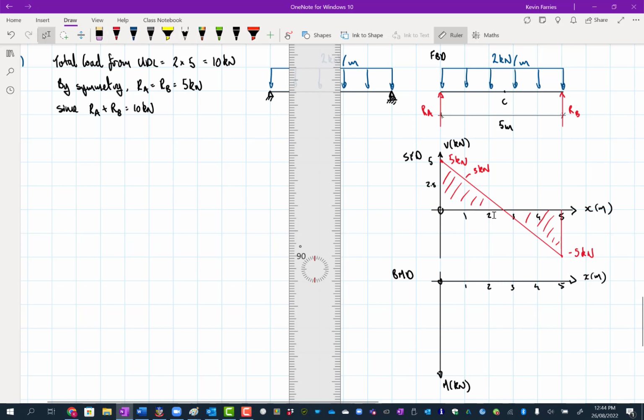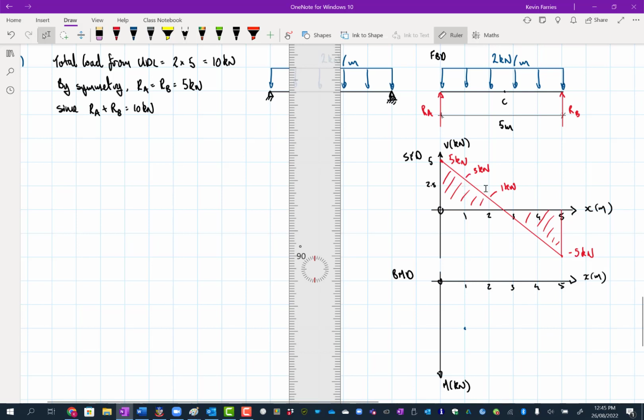So it's going to have gone down 4 kilonewtons. For the next step, we're going to have 3 here. It's going down 2 kilonewtons per meter. That's what this tells us. So therefore, this here must be 1 kilonewton to get the area under this section.